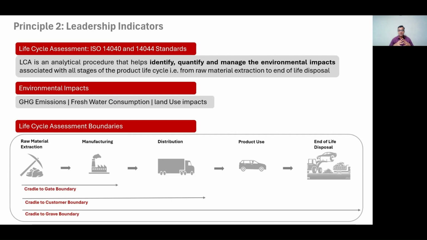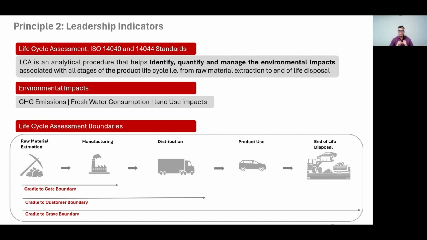What do I mean by environmental impact? Environmental impact means the greenhouse gas emissions because of the product, the fresh water consumed because of the product, and the land use impacts because of the product.